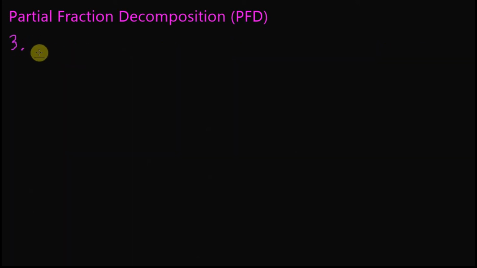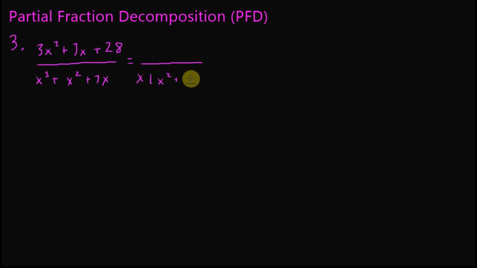Finally, let's finish this video with an even more difficult problem. Let's try and rewrite 3x squared plus 7x plus 28 divided by x cubed plus x squared plus 7x as a partial fraction. The first thing to note is the bottom can be simplified. We can pull an x out of this sum and rewrite it as x times x squared plus x plus 7, which gives us something a little bit more manageable.